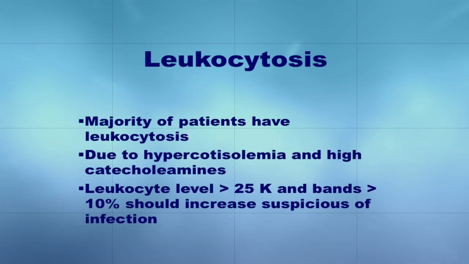Patients with DKA will have leukocytosis irrespective of whether they have infection or not. This is probably due to hypercortisolemia and high catecholamine levels. However, levels in excess of 25,000 and bands in excess of 10% should increase the suspicion of infection, even if it's not apparent.